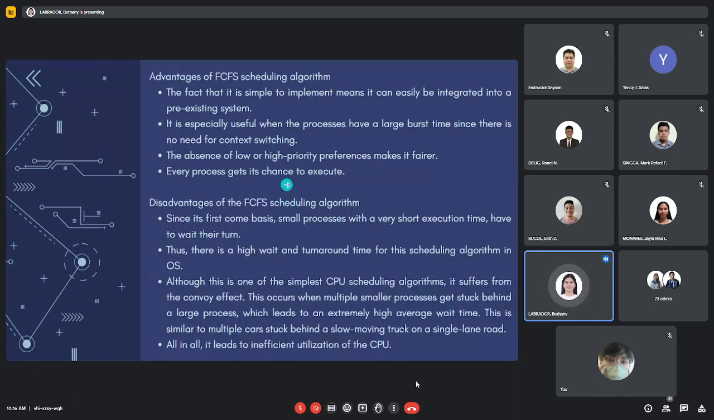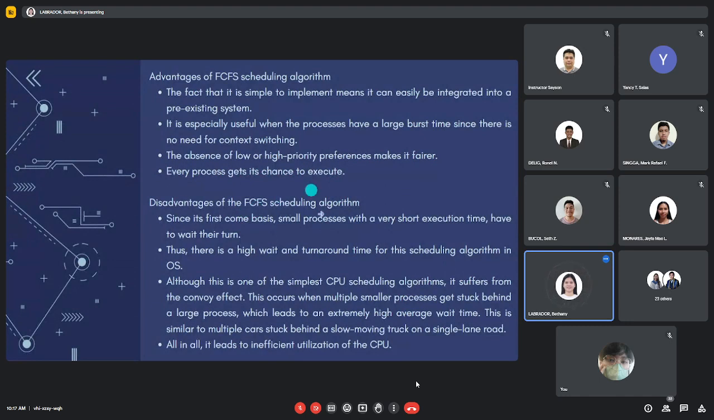So next are the advantages of the first come first serve scheduling algorithm. First is that it is simple to implement, meaning it can easily be integrated into a pre-existing system. Next, it is especially useful when the processes have a large burst time since there is no need for context switching. The third advantage is that the absence of low or high priority preferences makes it fairer. And lastly, every process gets its chance to execute.